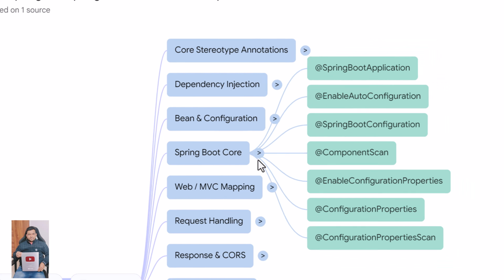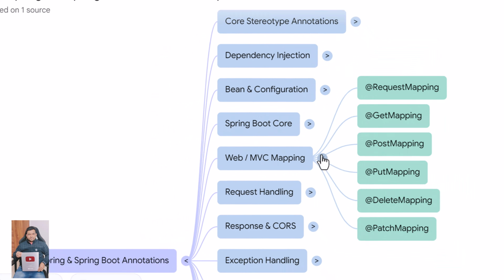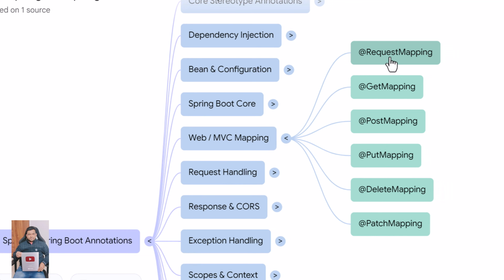Now let's look at mapping annotations that handle HTTP requests. Request mapping defines a URL path and a HTTP method at class or method level. Get mapping handles HTTP GET requests for fetching data. Post mapping handles post requests for creating data. Put mapping handles put requests used for updates. Delete mapping handles delete requests for removing resources. Patch mapping handles partial updates to an existing resource.